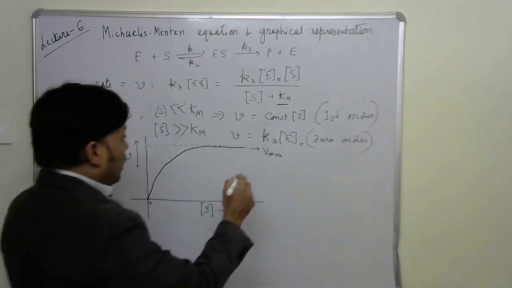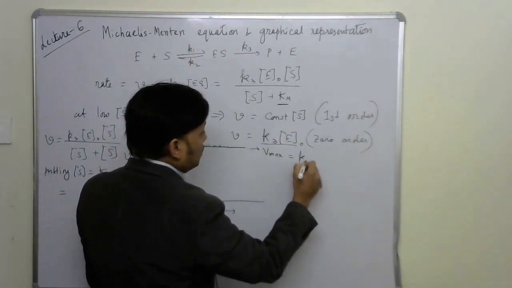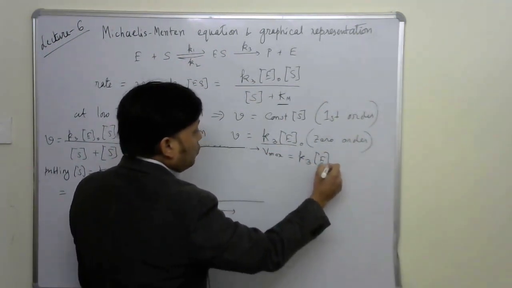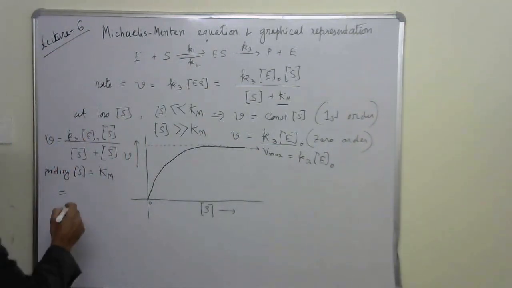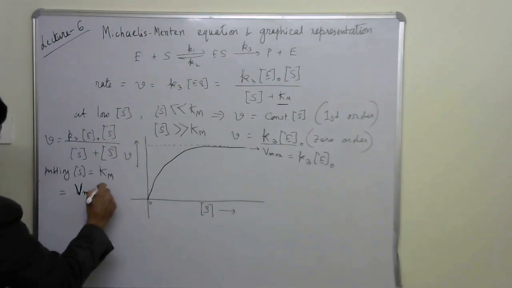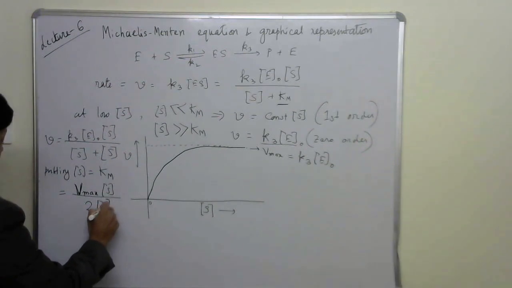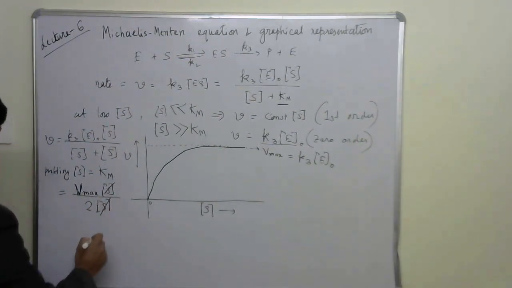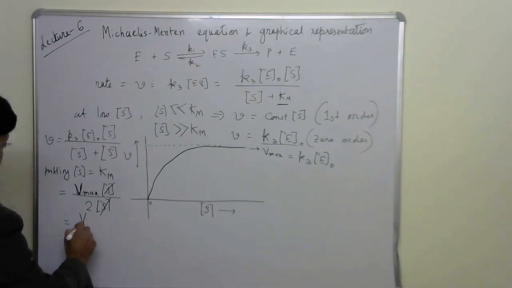Now let's take a look at that. What is Vmax? Vmax is nothing but K3 E naught. So I replace K3 E naught with Vmax in this equation. We get V equal to Vmax multiplied by S divided by 2S, and the S at the top and the S at the bottom cancel each other out, and we finally get Vmax divided by 2.